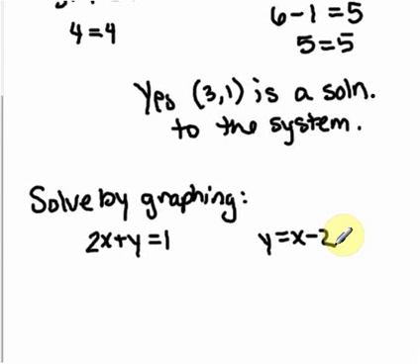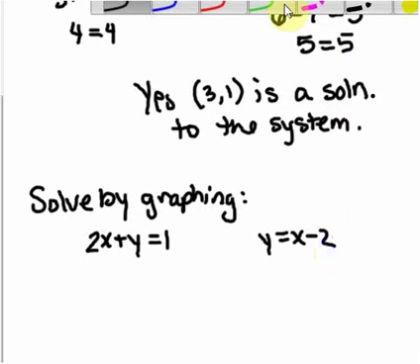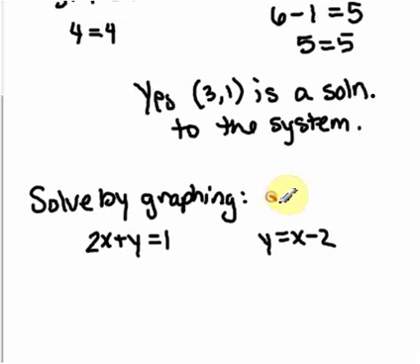Now, I like to graph by putting my equation in slope-intercept form. This one is in slope-intercept form, so as a review for you, slope-intercept form is y = mx + b, where m is the slope and b is the y-intercept. So the slope of this line is 1.